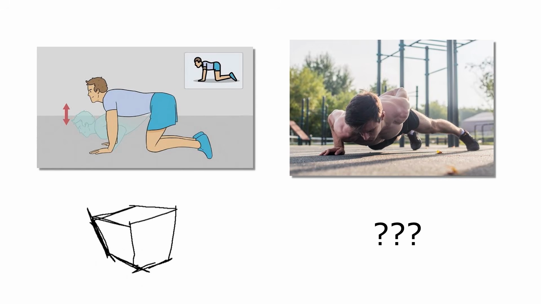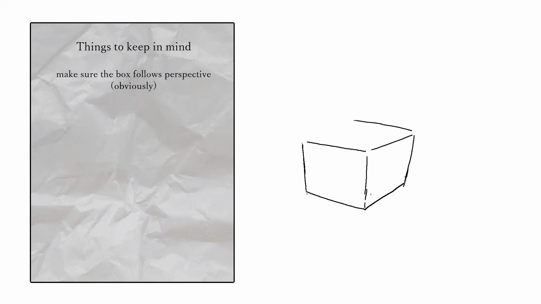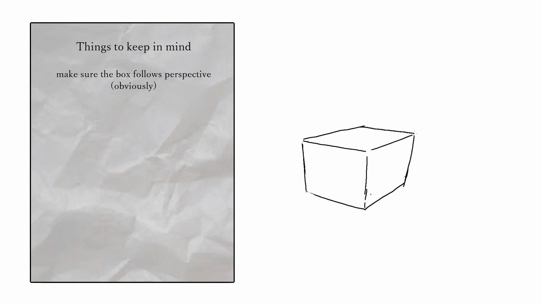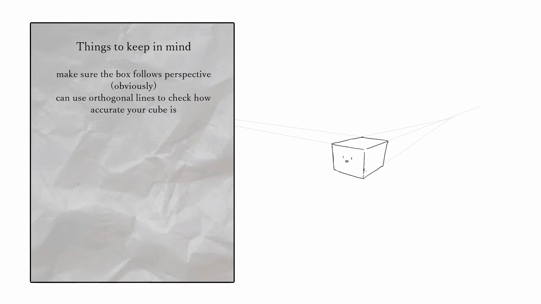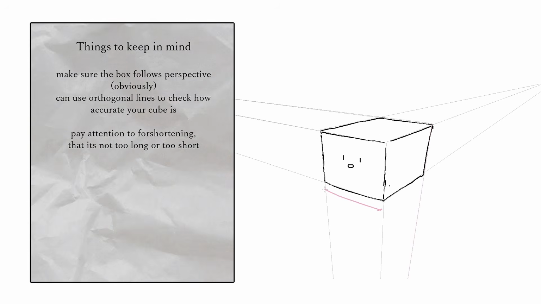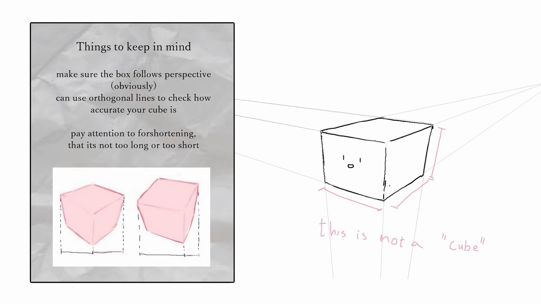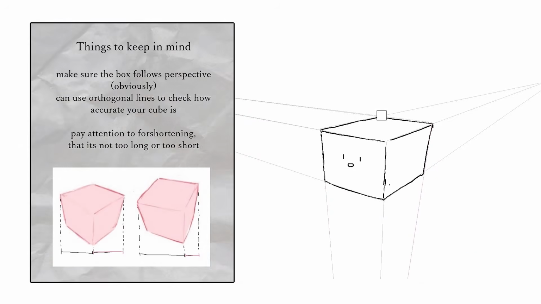So how do you practice this cube rotation exercise like a one-arm push-up instead? Here are some things to keep in mind. Make sure the perspective is correct. If you can see it's wrong, correct it. Maybe try and extend the edges to see how accurate your perspective was. Try also and pay attention to the foreshortening. When the cube rotates, the faces will foreshorten at certain angles. Some sides will look compressed due to the angle we see it from.